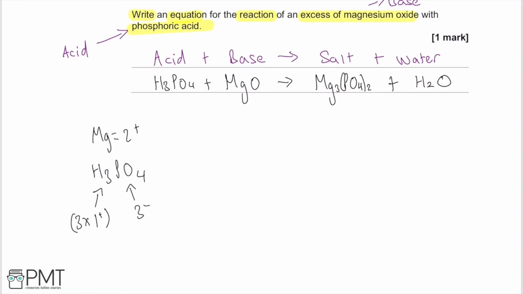And if we look to balance the equation, we can see that we can balance the magnesiums by placing a 3 in front of our MgO. We can also see that we can balance our hydrogens by placing a 2 in front of our H3PO4 and then a 3 in front of our H2O. And this balances the equation and gives us the mark.